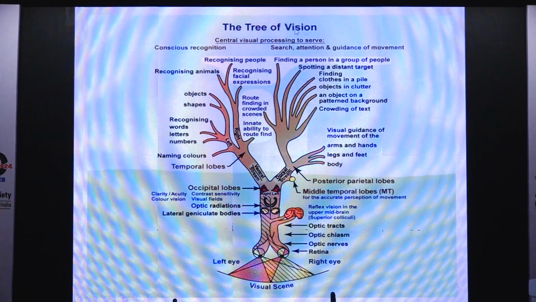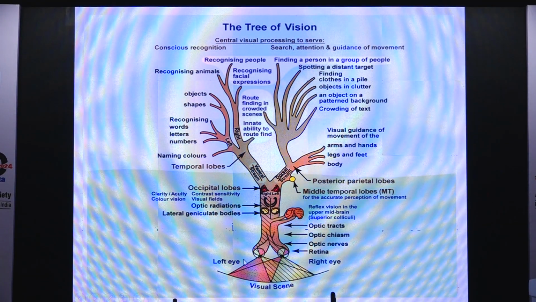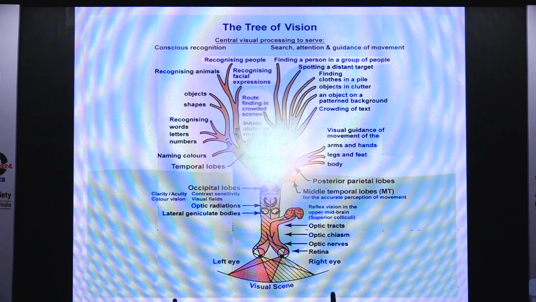So this is a tree of vision. We can see where the visual scene from both the eyes passes via the retina, optic nerves, optic tracts, via the lateral geniculate body, optic radiations, passes on to the occipital lobe, from where it relays to the temporal and the posterior parietal lobes, where we can see a complex yet such unique and defined system by which we see an object and we respond to it.